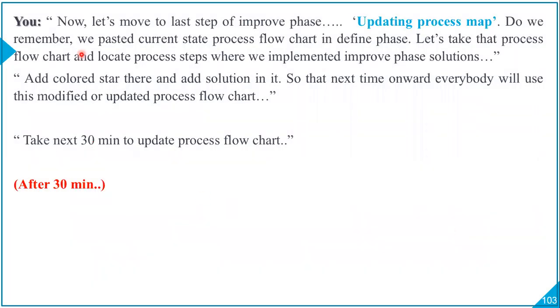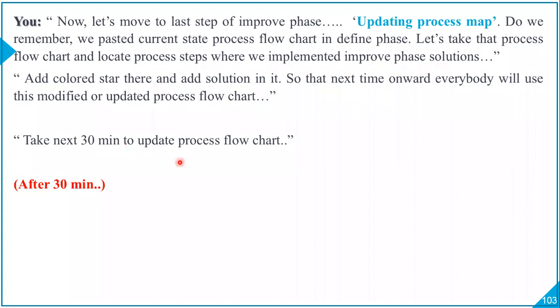So you continue. Now let's move to last step of improve phase, updating process map. Do you remember we pasted current state process flow chart or process map in define phase? Let's take that process flow chart and locate process steps where we implemented improve phase solutions. All we need to do is add colored star or stars there and add solution in it, so that next time onward everybody will use this modified or updated process flow chart. Take next 30 minutes to update process flow chart.